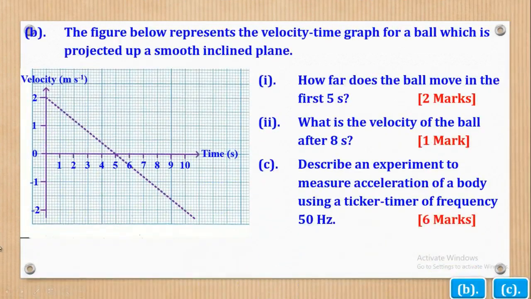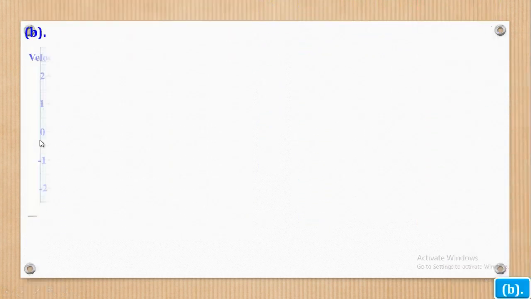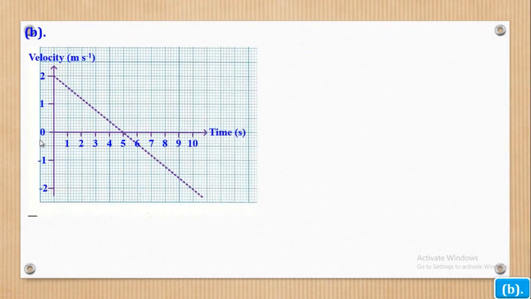So now we shall go to part B. Part B says the figure below represents the velocity time graph for a ball which is projected up a smooth inclined plane. So it's the velocity time graph. Then they said Roman 1, how far does the ball move in the first 5 seconds? So this is what was given.